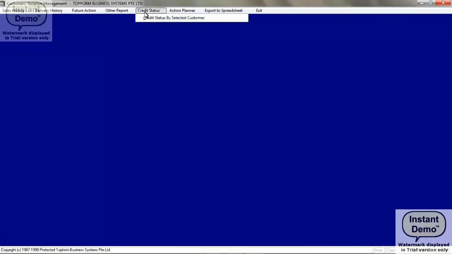The credit status report is also useful. You want to look at the credit standing for any particular customer, how much official credit limit was granted, what is the credit term, and what is the available credit.